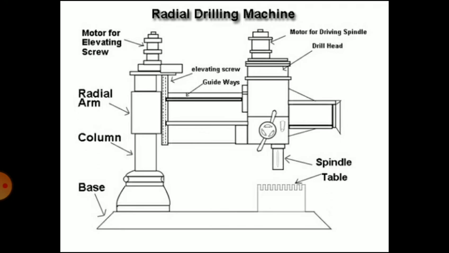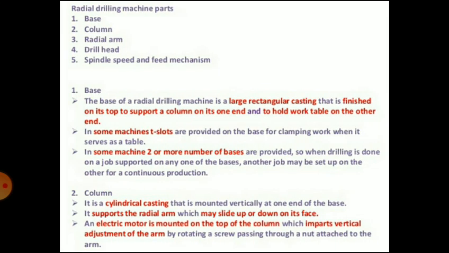In some machines, a vertical motor is fitted directly on the drill head, and through the gearbox, multiple speeds and feeds of the spindle can be obtained. So these are the parts of the radial drilling machine. So the first is the base, that is already told. Then the column, cylindrical column.